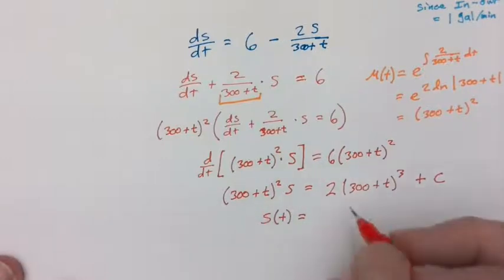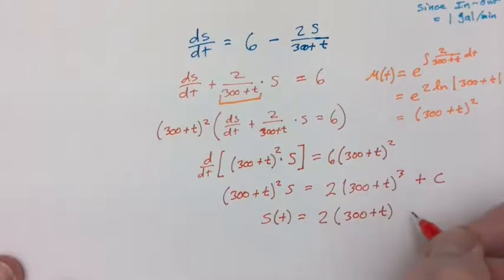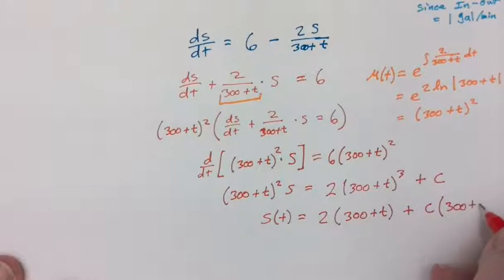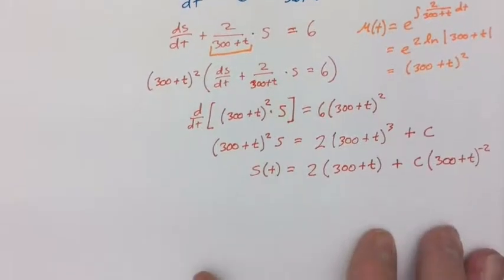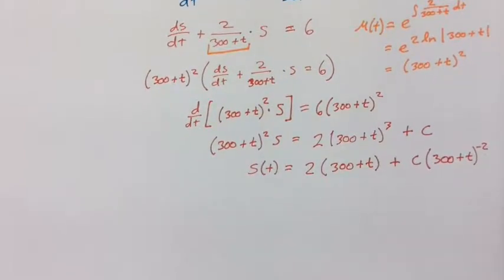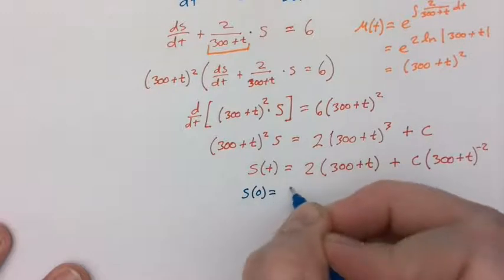When I divide it out, it becomes 2 times (300 plus t) plus a constant times (300 plus t) to the minus 2 power. Or you can write it as a denominator if you would like. So this is our general solution. Now what we need to do is use our initial condition. If you remember way at the top, the initial condition s of 0 equals 50.